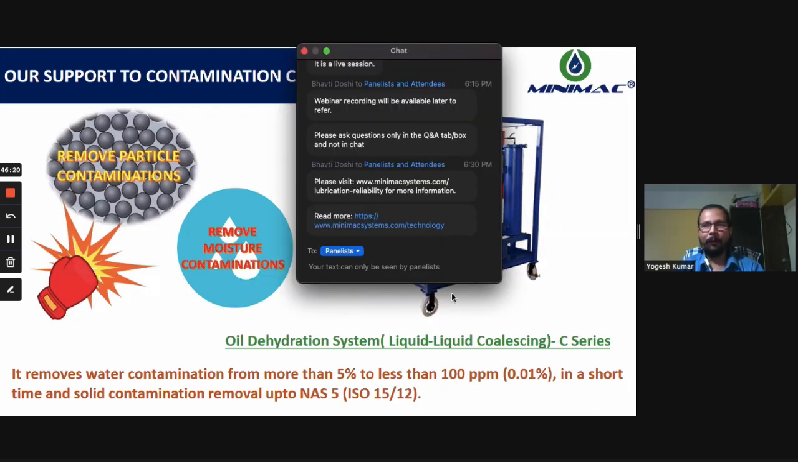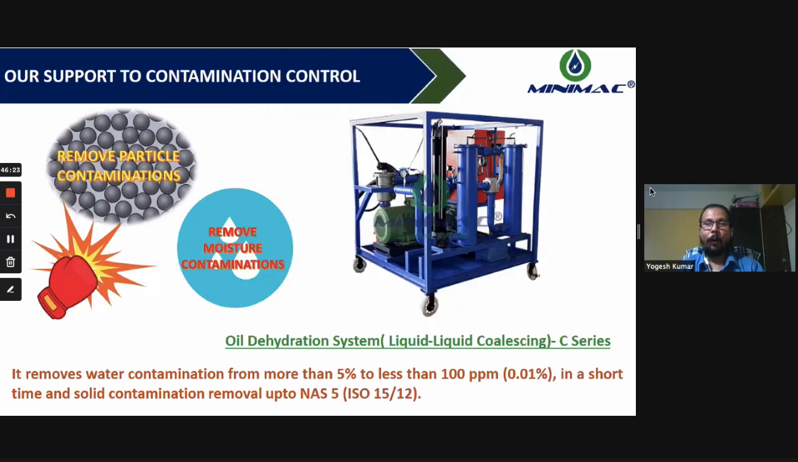Our support for contamination control is the oil dehydration system in a different way. The system is getting adopted across the world nowadays, because there are many systems in which moisture ingress is very sudden. Like in 5 hours, suddenly the moisture level went from 100 ppm to 5000 ppm. It means this is free moisture which came due to an operational mistake or a maintenance mistake, or maybe the equipment got damaged.